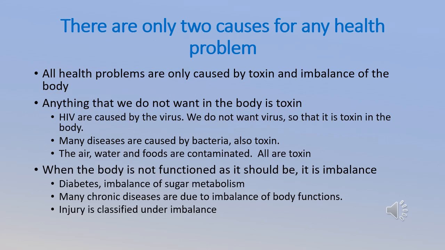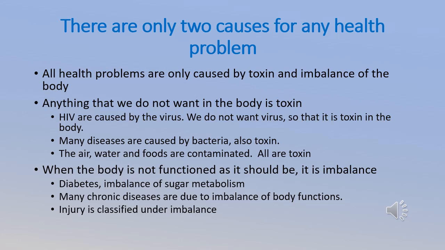Coming to rule 1 of Ganotherapy, there are only 2 causes for any health problem. Before we start this Ganotherapy, we always ask the audience, can you think of any disease that is not caused by toxins or imbalance? Okay, so anything that we do not want in the body is toxin. When the body does not function as it should, it is imbalance. Many people ask, how about HIV? HIV is caused by the virus. We don't want virus, so it is toxin in the body.